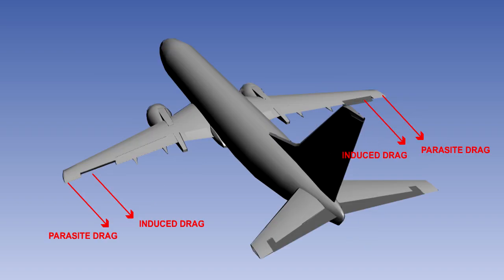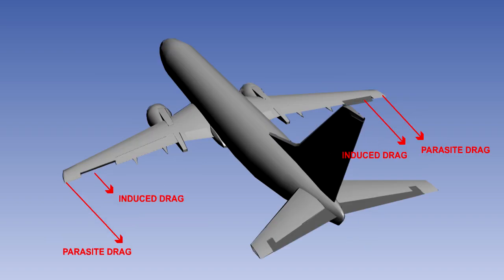There are a number of methods used to counteract adverse yaw, the most popular being differential ailerons. With this system, the upgoing aileron moves through a greater angle than the downgoing one, to equalize the drag on the wing.